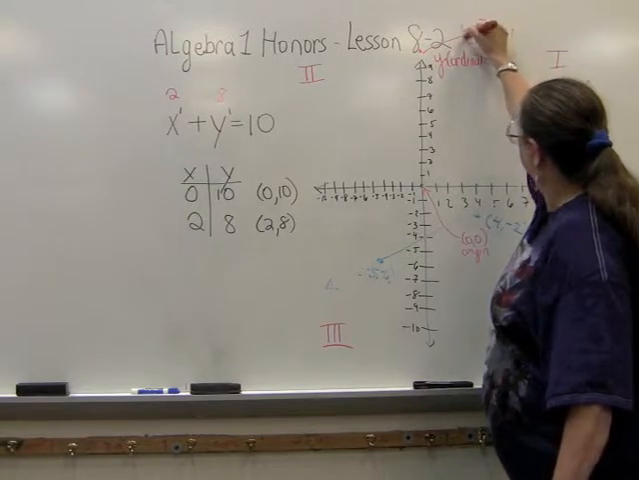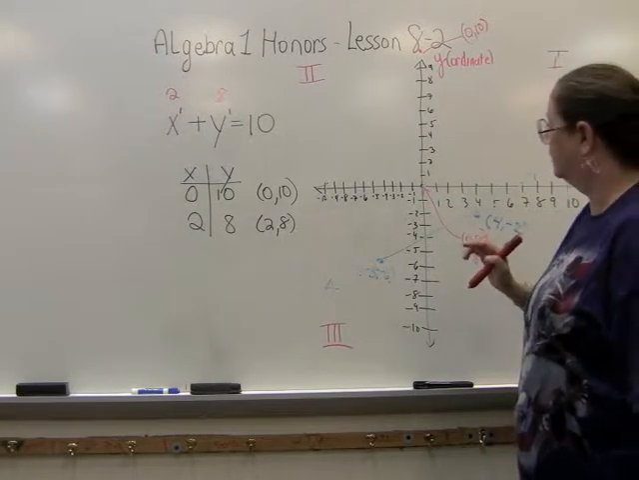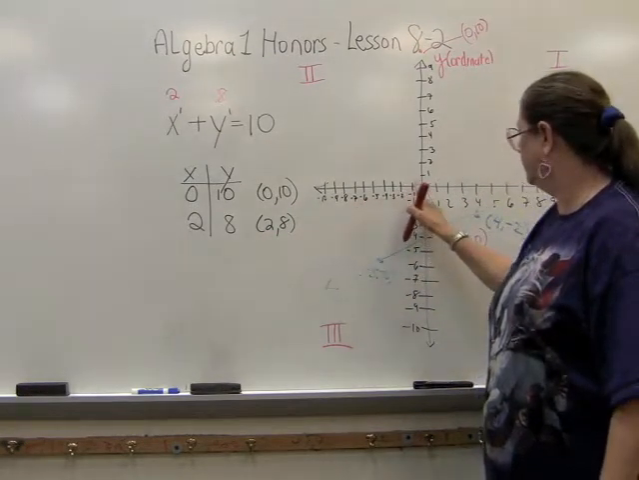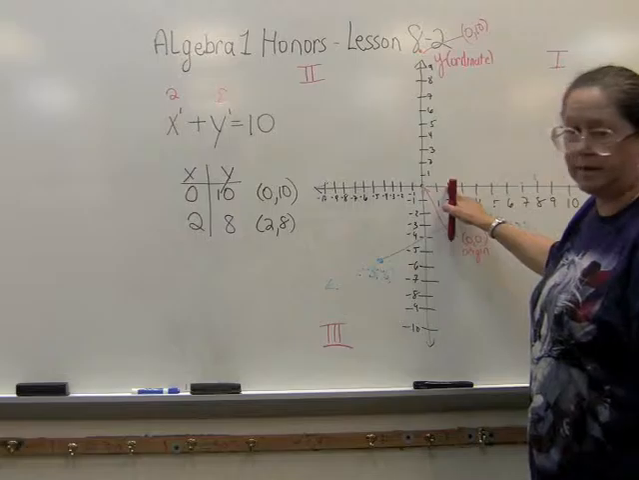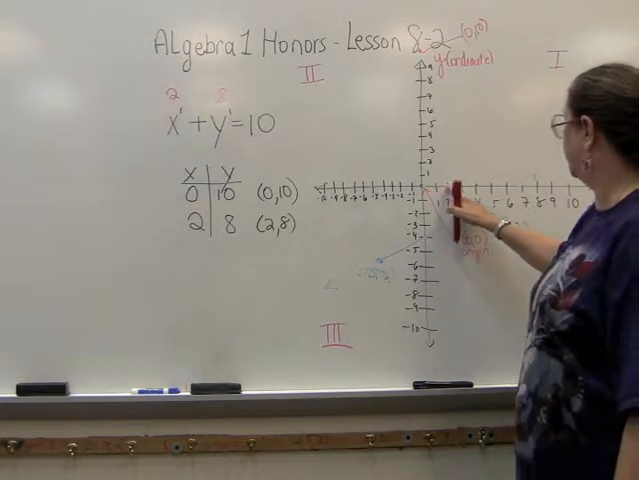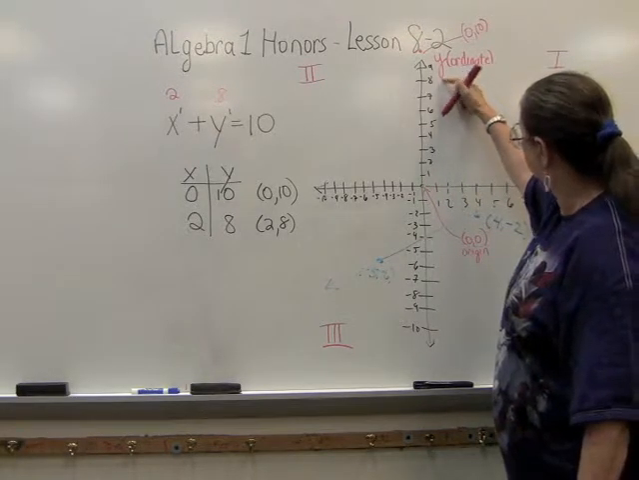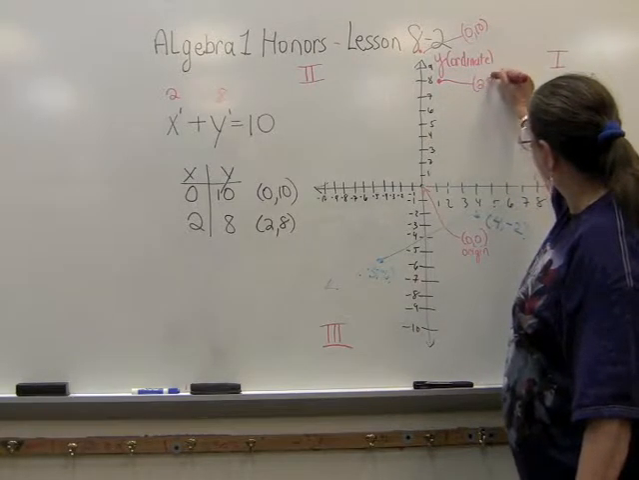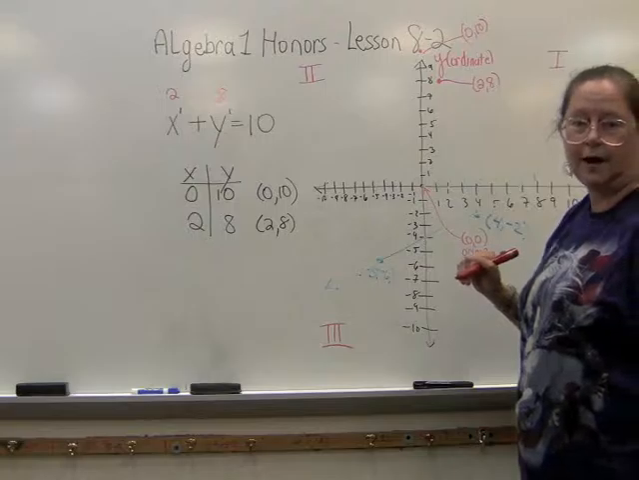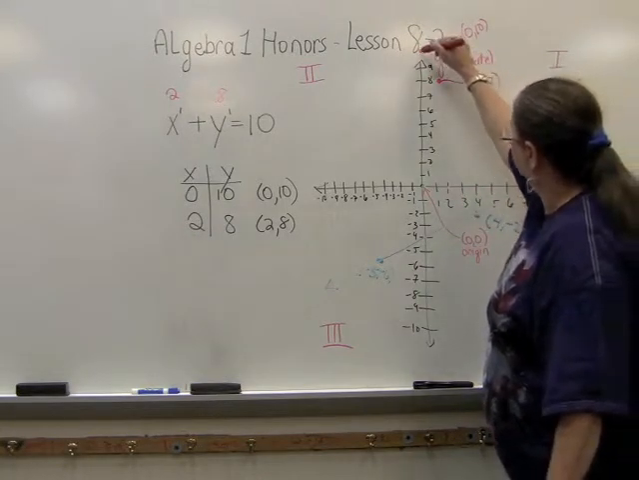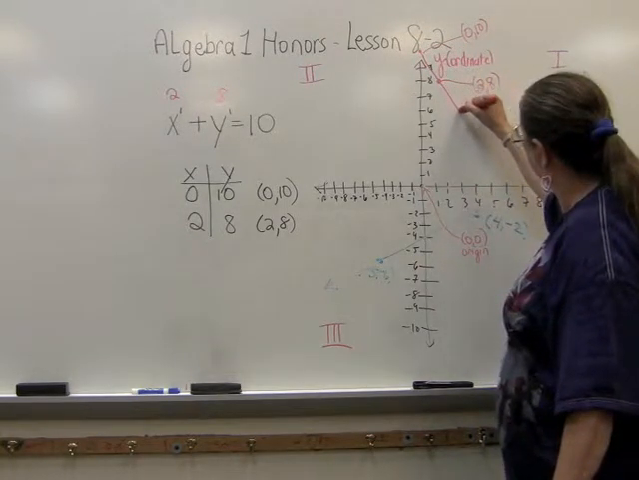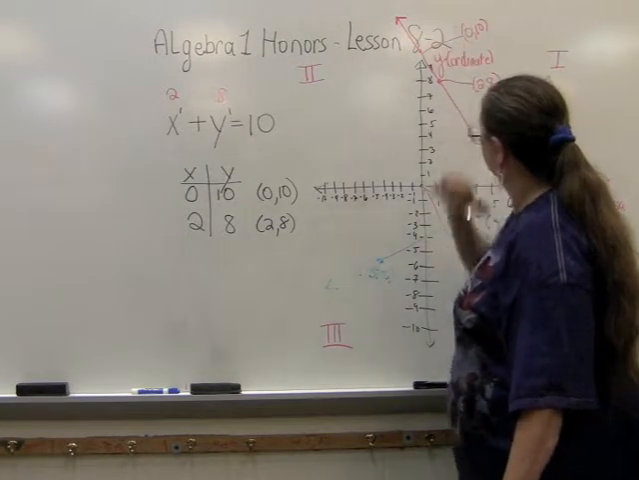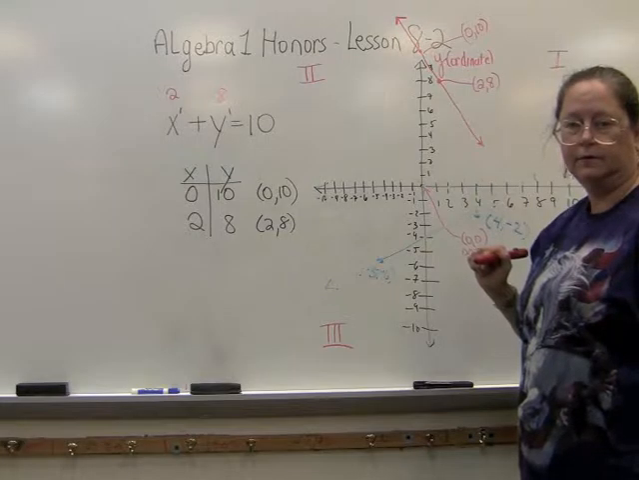Okay, so that would be my 0, 10. Now my other point, I'm going to go positive, so it's to the right 2. 1, 2. And then up 8, because it's a positive 8. All the way up to 8 right here. That point right there is going to be 2, 8. Now to draw my line, I have 2 points. So I'm going to draw my line through my 2 points there. Okay?